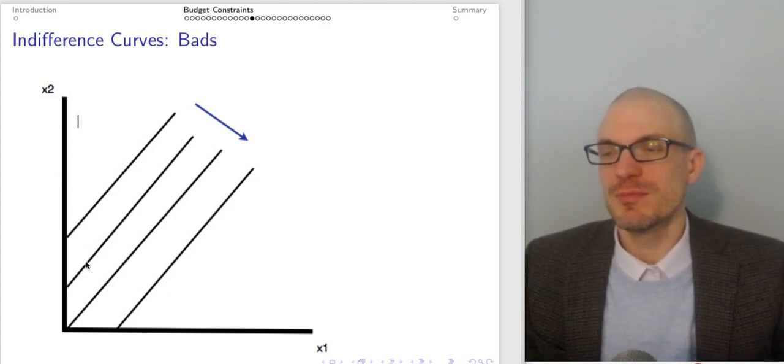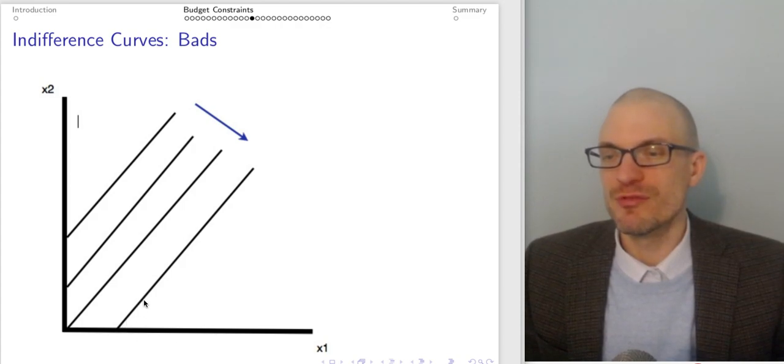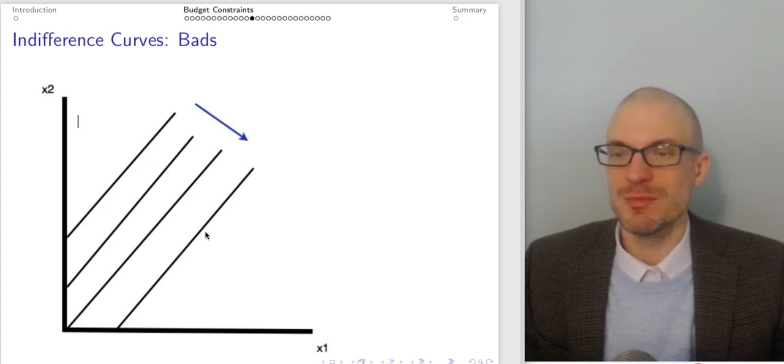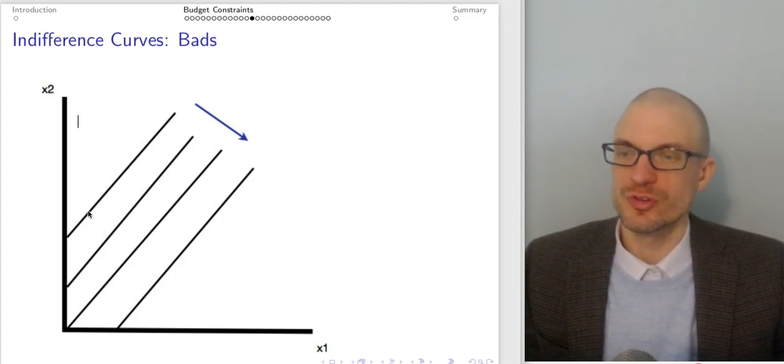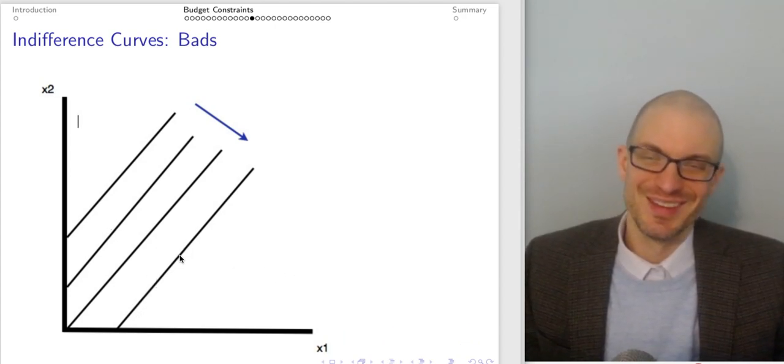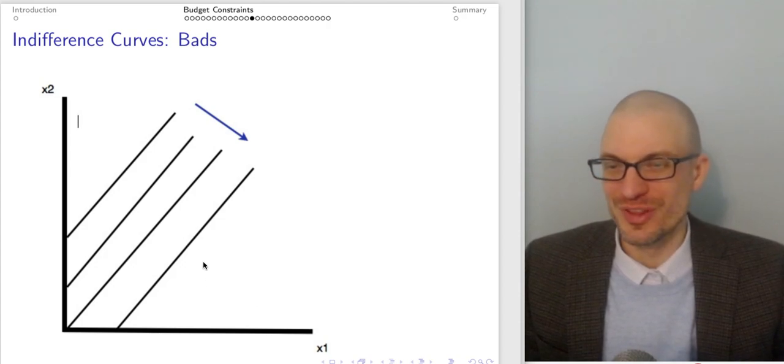So what this is telling me is that as you're giving me more of good 2, as I'm increasing in the vertical direction, you also have to give me more of good 1 to keep me on the same indifference curve. If you don't give me more of good 1, I'm moving onto lower indifference curves, right? Up in these ones right here are worse and worse indifference curves. Better indifference curves are, well, to the down right corner in this situation.